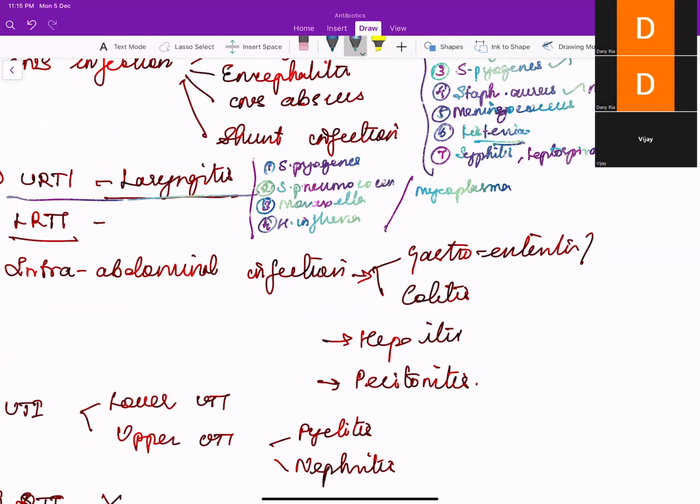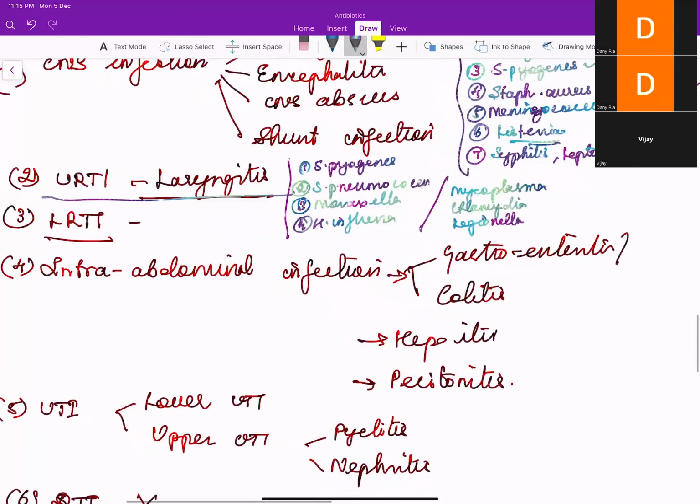Respiratory tract infection, usually we tell both only. Same organisms cause both. So strep, pneumo. We just need to remember that list. Typical, atypical.